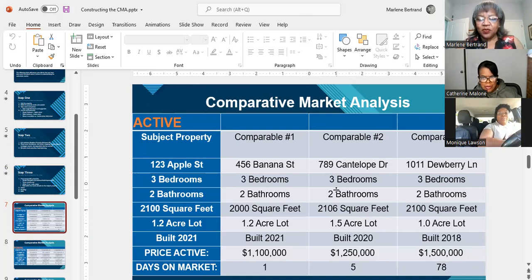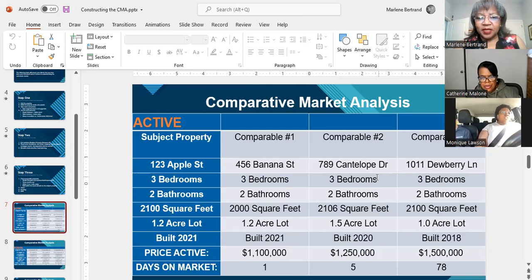But when you're looking at actives, all you're doing is looking at what homes are listed at. We don't know what these homes are going to sell for, but let's say you're working with the seller and you're trying to figure out, well, what should I list it at? What a home lists for is not necessarily what it's going to sell for.